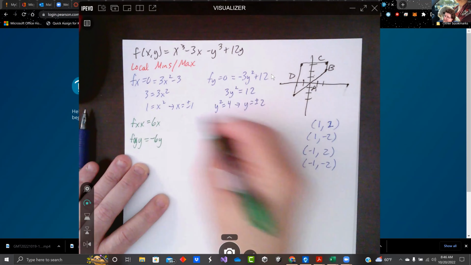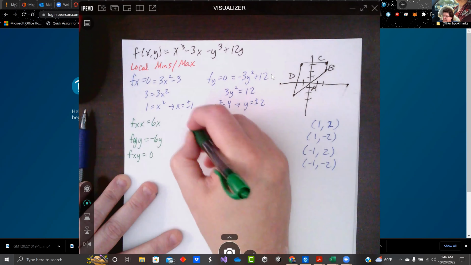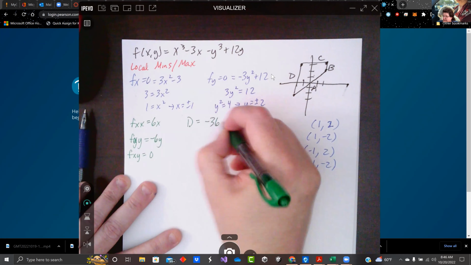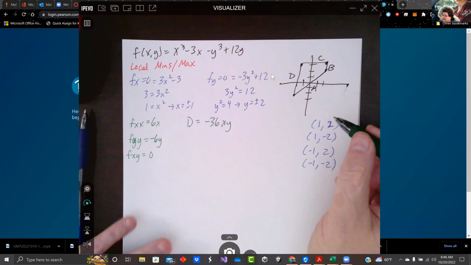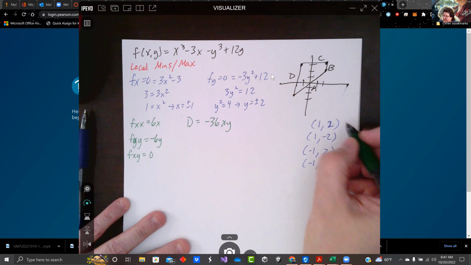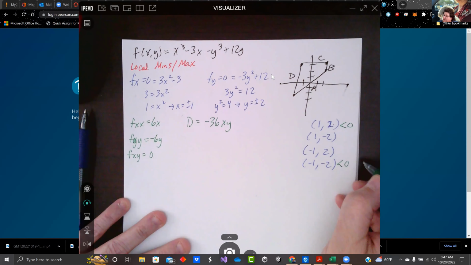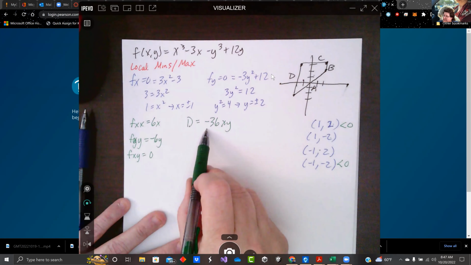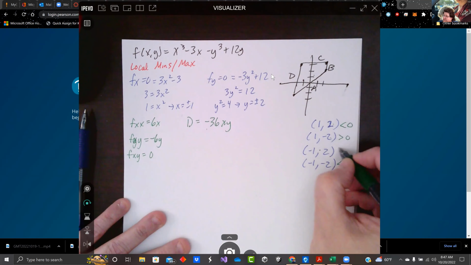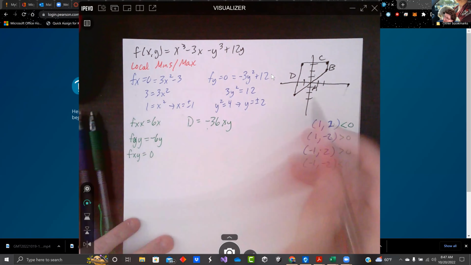So D, and what is f of xy? F of xy is 0. So D is just going to be -36xy. If I plug in two positive numbers, this is going to be less than 0. And if I plug in two negative numbers, that'll be less than 0. The two where I've got only one negative sign will cancel that negative sign. D will be positive. These will be greater than 0. So (1, 2) and (-1, -2), these are saddle points.